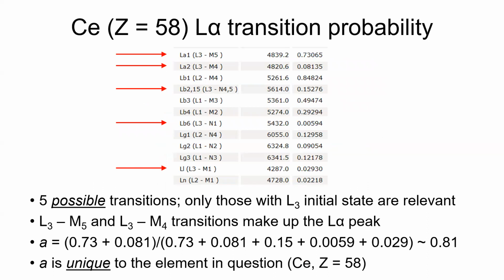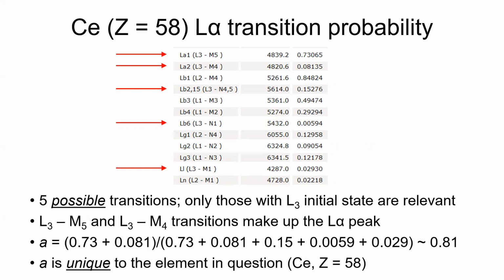If we look at cerium, right, this gets a little more complicated, okay? So we're looking at the L alpha transition probability. So we have a bunch of different L X-rays here that can come out of cerium, but this is actually not too difficult here because we're only interested in the transitions where you're starting with the L3 shell being ionized, okay? So that's only the ones indicated by the arrow, okay? And the ones that make up the alpha peak are the first two, okay, at the top, the L3 to M5 and the L3 to M4 transition. So again, we do the same math and we end up with a transition probability of 0.81, okay?